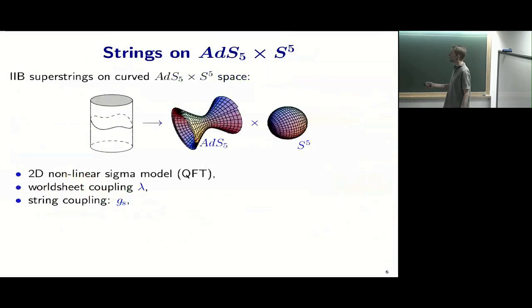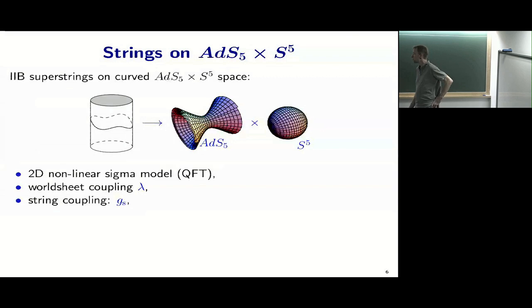Okay, so the two models are strings on AdS5 × S5. Well, this is mainly, or at least the way I will be looking at it, maps from the two-dimensional worldsheet, which is perhaps mostly a cylinder, to the target space, which is this product of an AdS space in 5 dimensions and a 5-dimensional sphere. On a technical level, it's a 2D nonlinear sigma model. So it's basically a 2D quantum field theory.